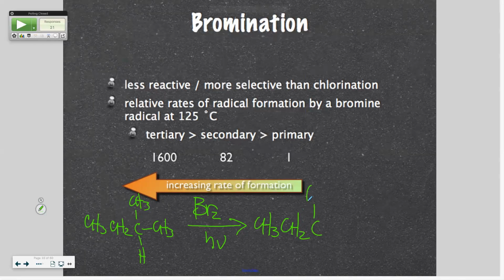this one. Almost exclusively, because it's 1,600 times more reactive to pull this one off than the other one, just by changing from chlorine to bromine. And depending on what you're doing, a lot of times it doesn't matter what halogen you have on there, as you'll see as we go through the course. But bromination is less reactive but more selective than chlorination, okay?